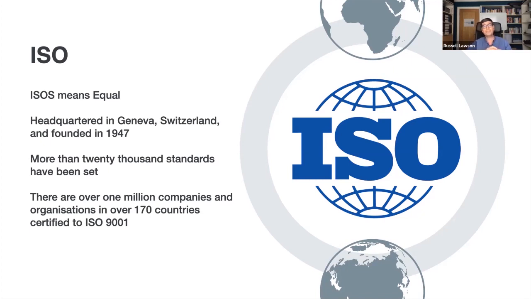It was founded in 1947, but it's more like an umbrella organization whose members are all standard setting organizations from some 164 different countries. It's by far the world's largest developer of voluntary international standards. It has more than 20,000 standards which it sets, and they cover absolutely everything from manufactured products and technology to food safety, agriculture, healthcare, just to name a few.